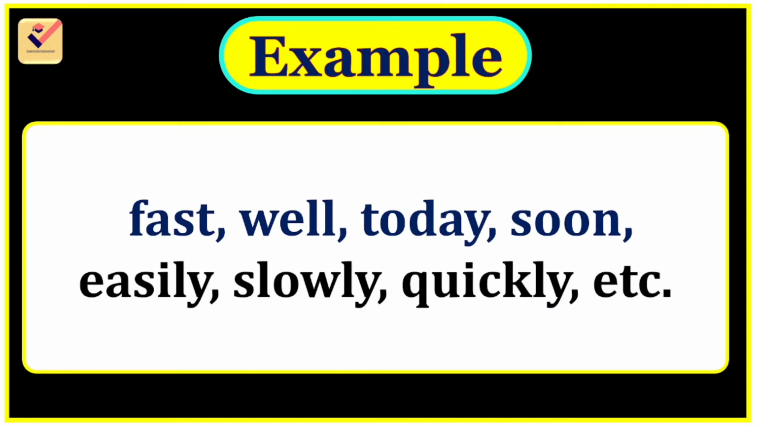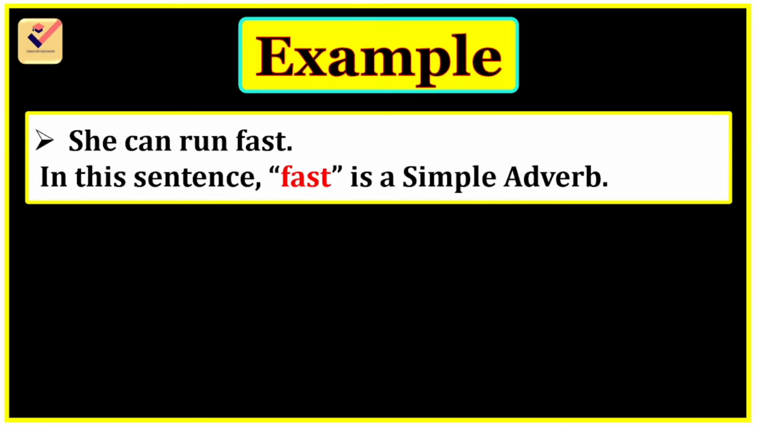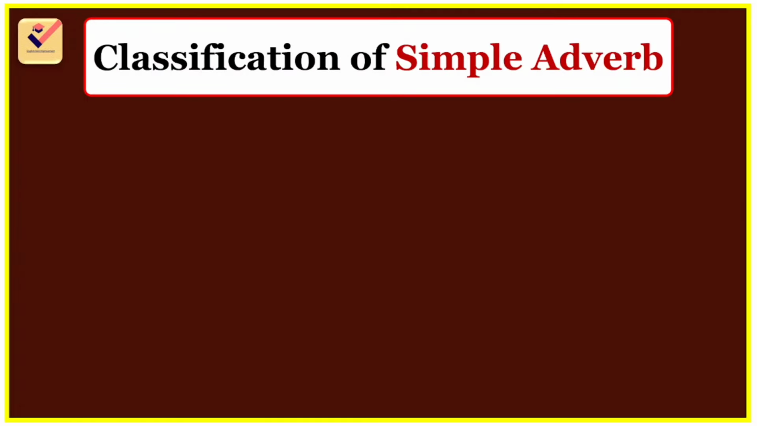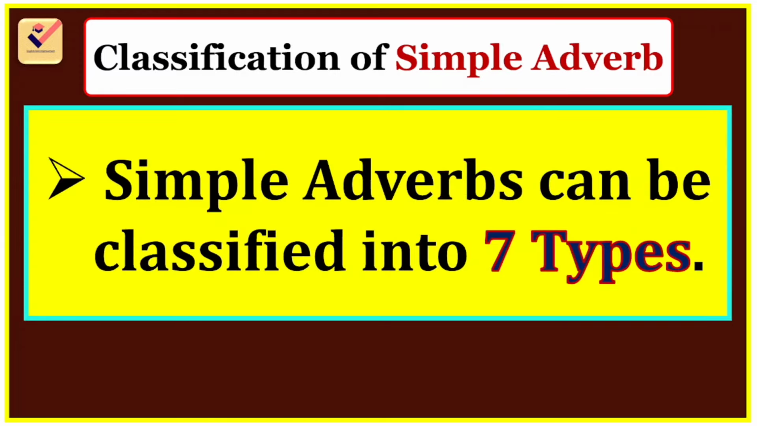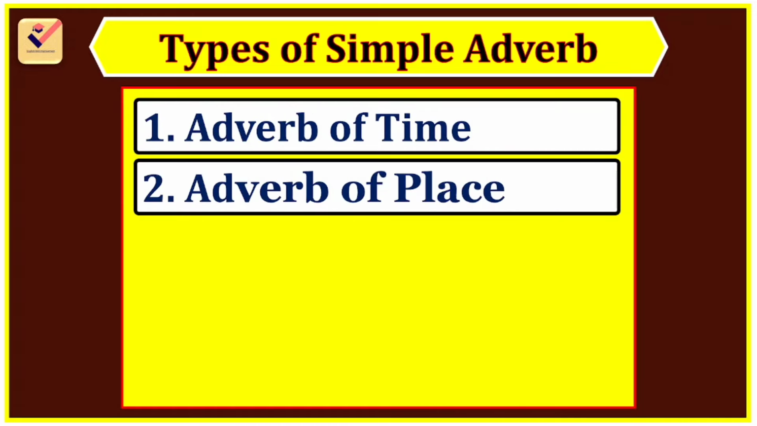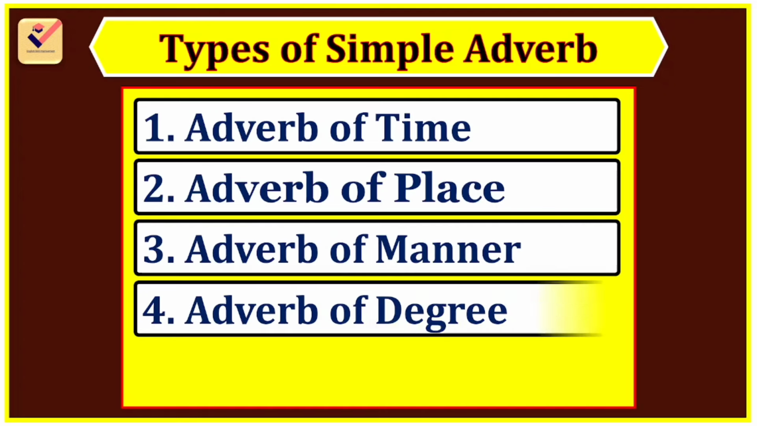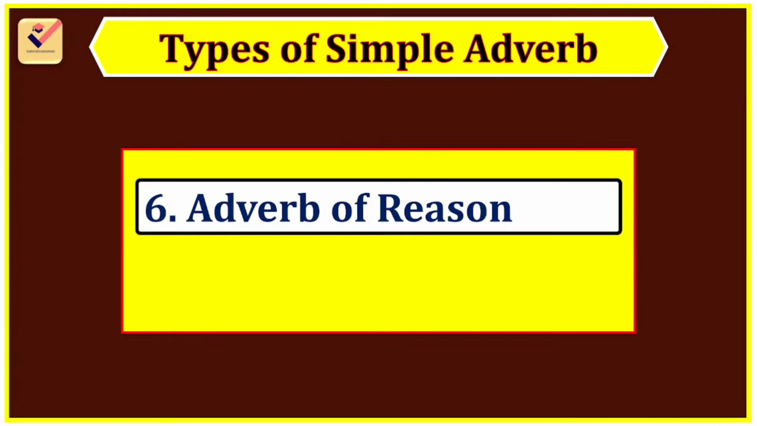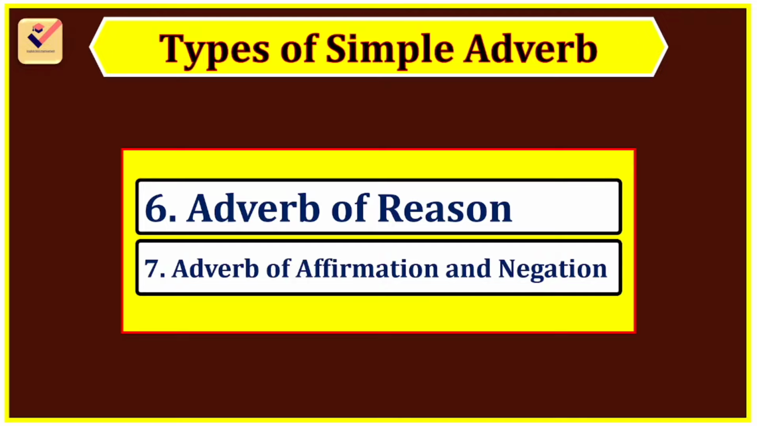Examples of simple adverb: fast, well, today, soon, easily, slowly, quickly, etc. She can run fast. In this sentence, fast is a simple adverb. He reads well. In this sentence, well is a simple adverb. Classification of simple adverb. Simple adverbs can be classified into 7 types: adverb of time, adverb of place, adverb of manner, adverb of degree, adverb of frequency, adverb of reason, adverb of affirmation and negation.